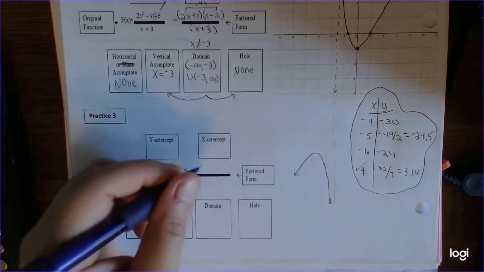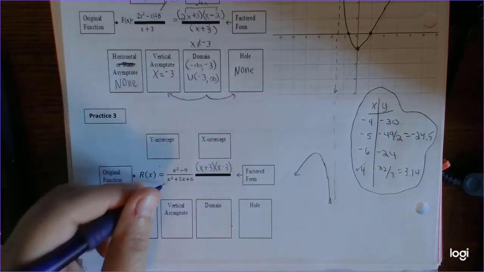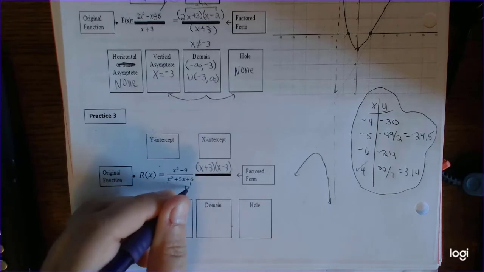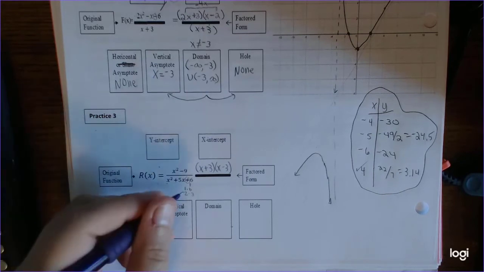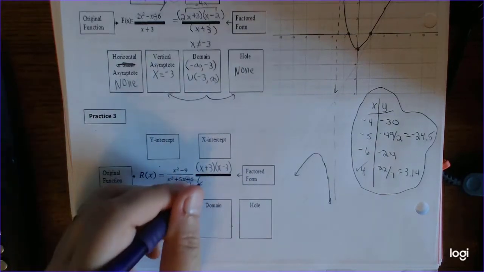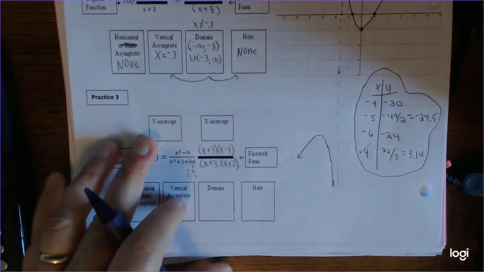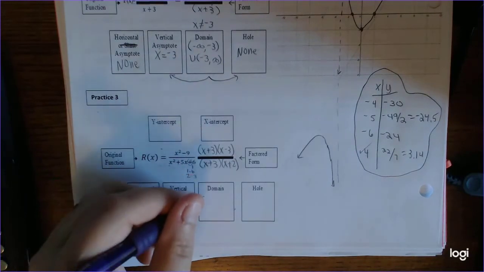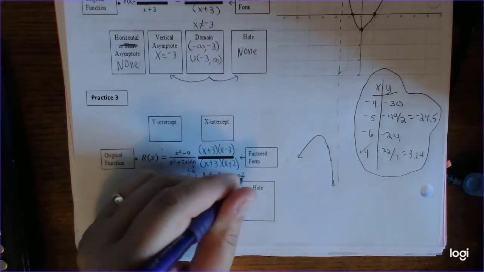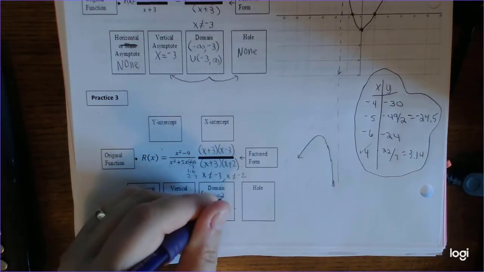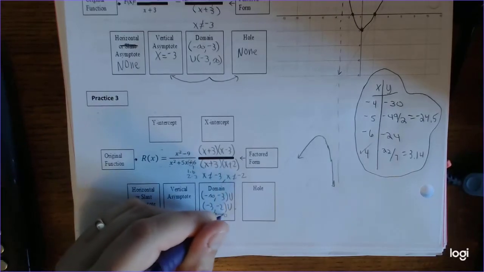See, x squared minus 9 factors into x plus 3, x minus 3. X squared plus 5x plus 6. The factors of 6 are 1 and 6, 2 and 3, but they need to add to be 5. So don't pick 1 and 6, they subtract to be 5. 2 and 3 add to be 5. Okay, so factor first. Then you're going to find the domain. So the domain, you look at the denominator, x cannot be negative 3, x cannot be negative 2. So the domain is negative infinity to negative 3 union negative 3 to negative 2 union negative 2 to infinity.